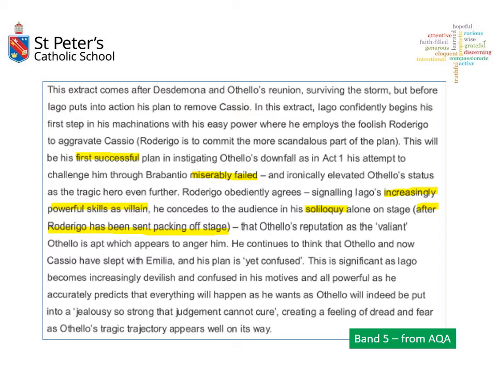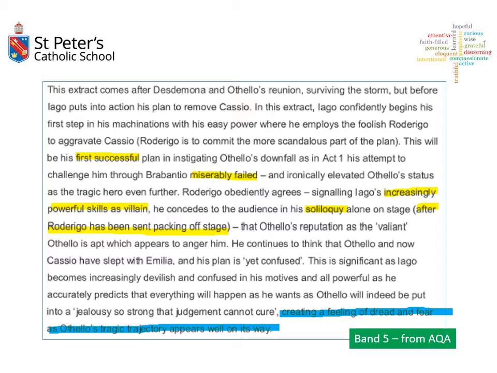We then get towards the end, where we're talking about how, indeed, as he wants, Othello will be put into a jealousy so strong that judgment cannot cure. And then we've got that sense of us being positioned, creating a feeling of dread and fear as Othello's tragic trajectory appears well on its way. So that's how we've been positioned at the end, where we end this scene with this sense of dread and fear, because we can see what is going to happen to Othello. So that is what we're talking about with an overview.